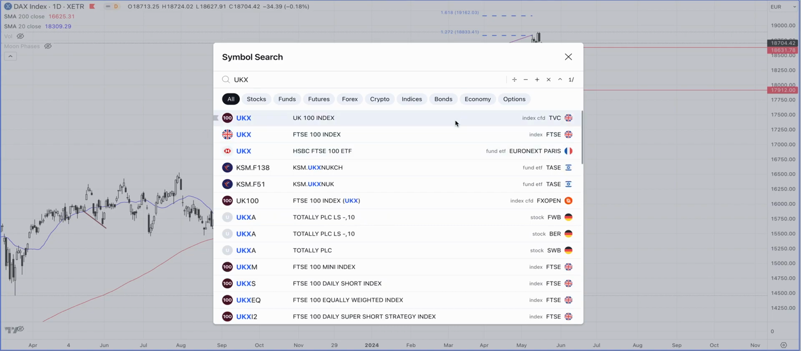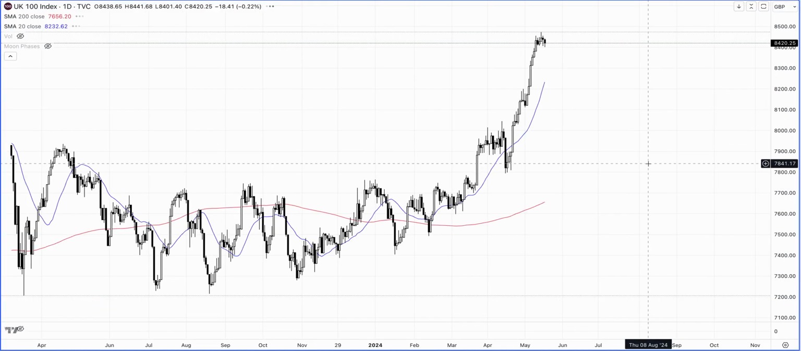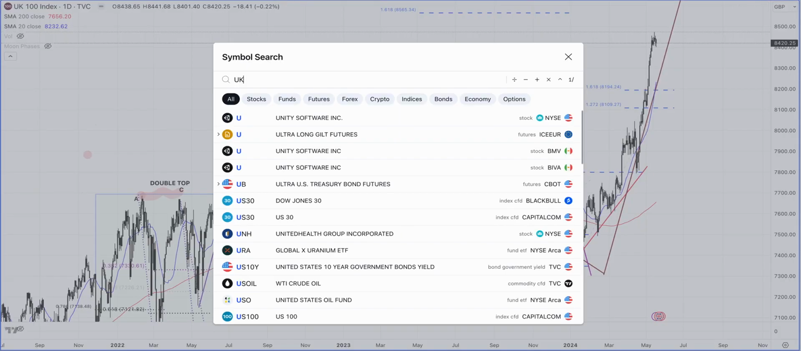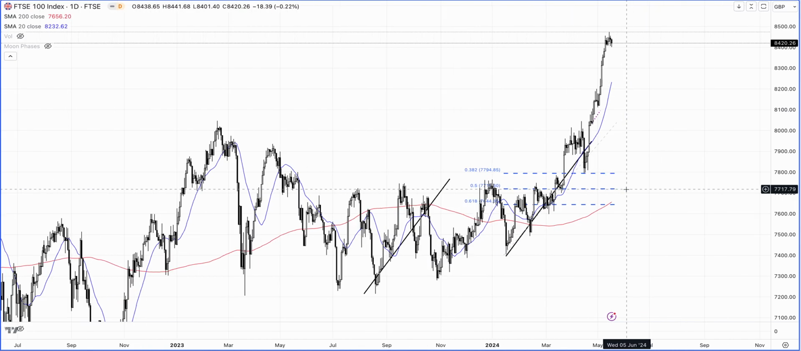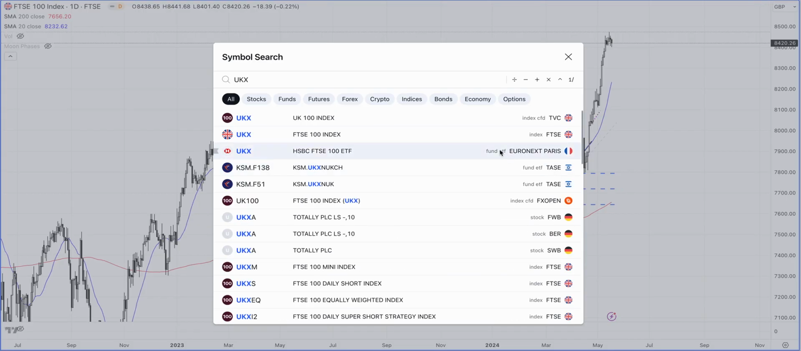And if we take a look at the FTSE 100, I think I picked up the wrong one. Oh, turned out it was the right one. Excuse me.